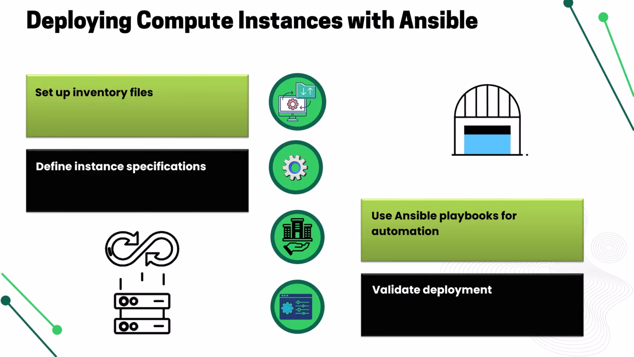Deploying compute instances with Ansible is like ordering pizza, except less delicious. We start with inventory files to define resources, specify instance details, and automate deployment with playbooks. And just like double-checking your pizza toppings, validating deployment ensures everything is as expected.